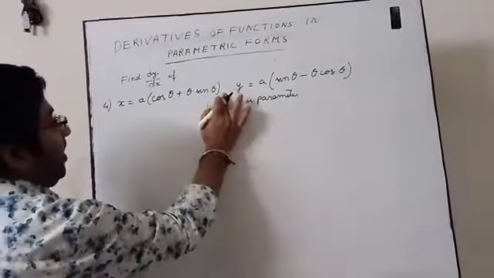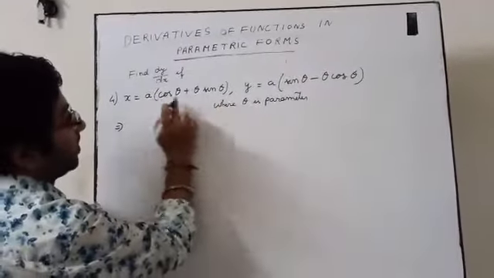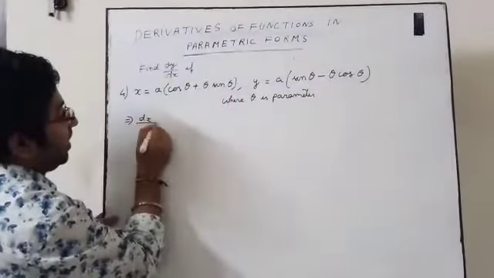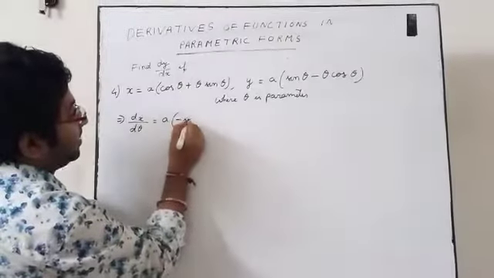So x and y have been given. Okay, so theta is the parameter. That means a is constant. So dx by d theta will be a, cos theta minus theta sin theta.